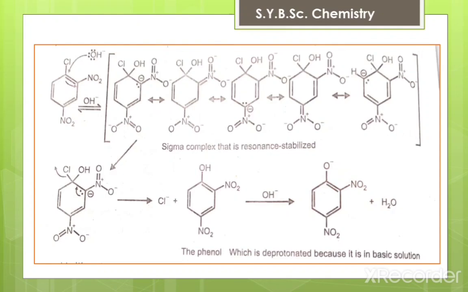Unlike other substitution reactions, fluoride is the best leaving group and iodide is the worst, due to fluoride's high electronegativity, allowing better stabilization of the rate determining transition state. This is about the effect of nitro substituents.